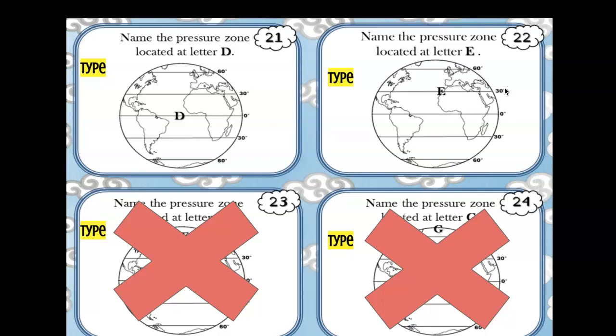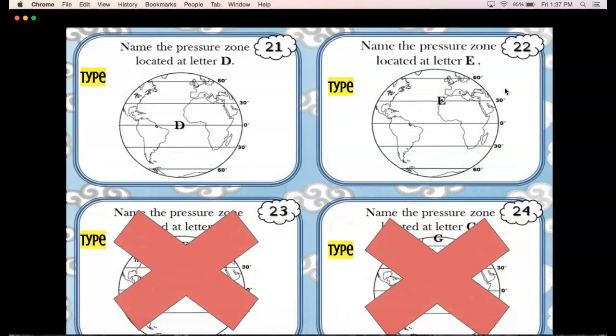So when you get off of here, make sure you hop onto the Edpuzzle, answer those questions, and that is all you're responsible for today. If you have any questions, please shoot an email out to your teachers and we will be more than happy to help you.